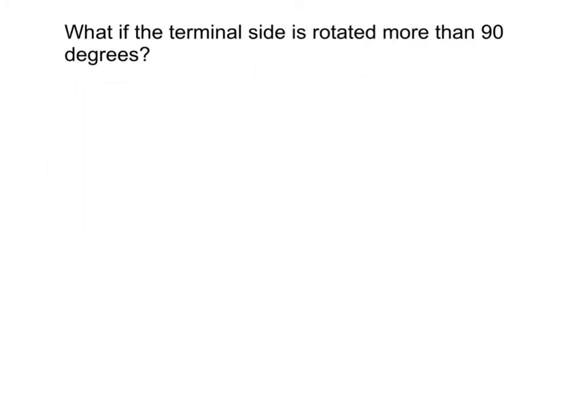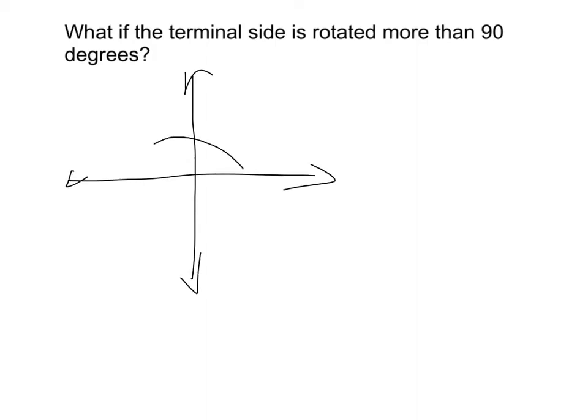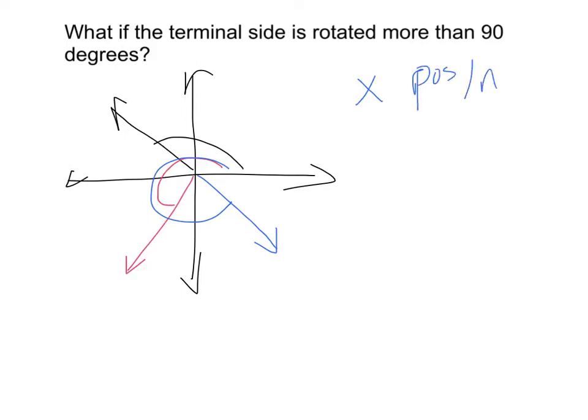What if the terminal side is rotated more than 90 degrees? So here's my coordinate plane. I'm rotating my terminal side to this quadrant. Maybe I'm going to rotate it to this quadrant, or it could be rotated to the fourth quadrant. What happens is your x and y might be positive or negative. Depending on which quadrant you're in, your sine and cosine will be positive or negative.